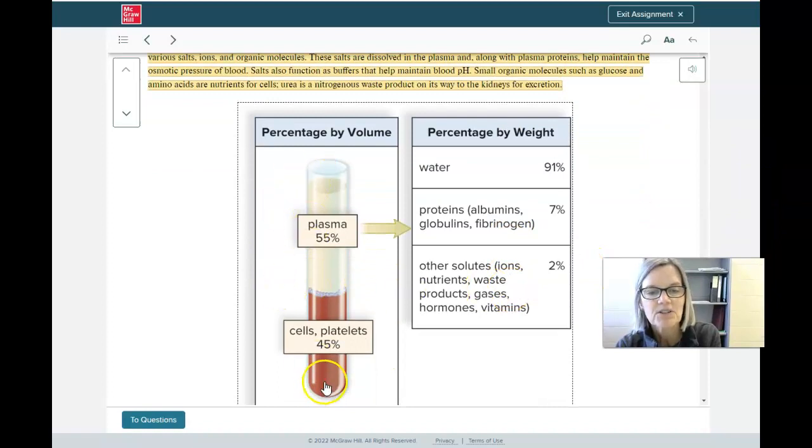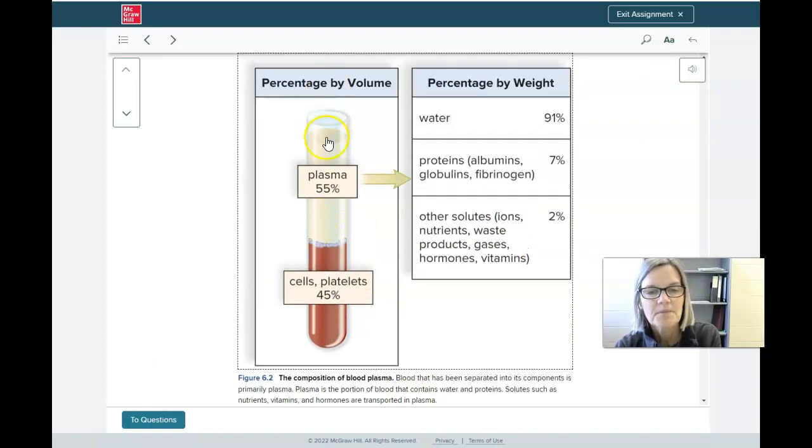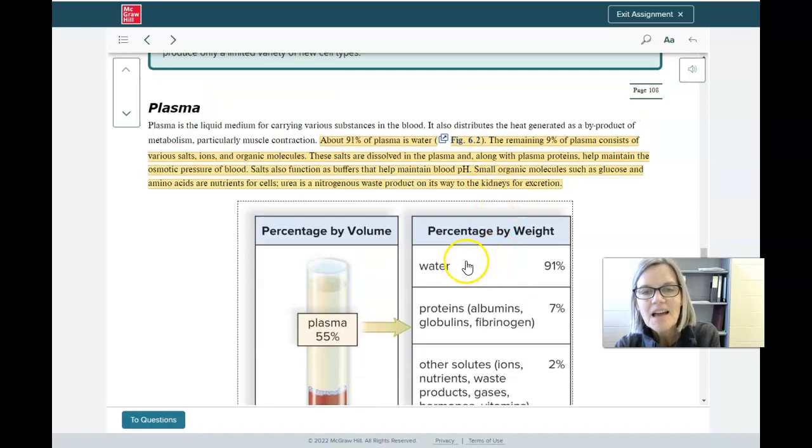In fact, here's a nice picture that's showing you the composition of blood. If you were to separate out the parts, here we have the cells, the red cells and platelets, and then the plasma portion. So you can see that that makes up a large portion of the blood. 91% of the plasma is water. But there's other things in there too. It's not just water. There's salts, ions, organic molecules. And here's a list of some of the important proteins that are also in the plasma.